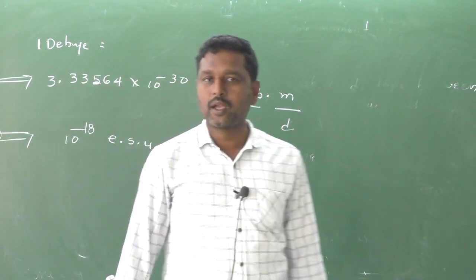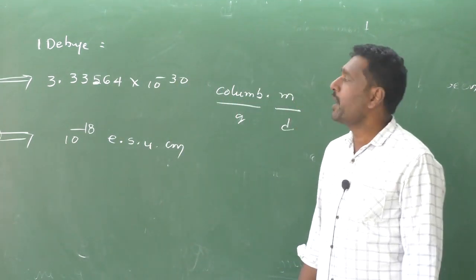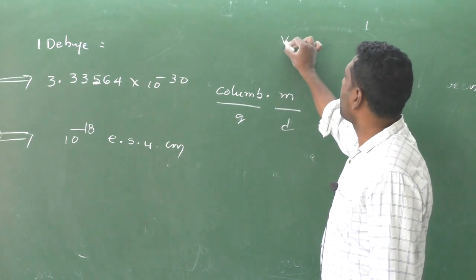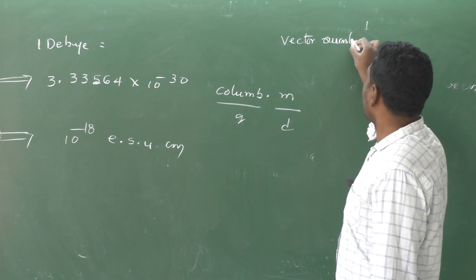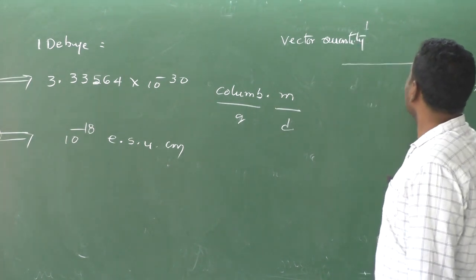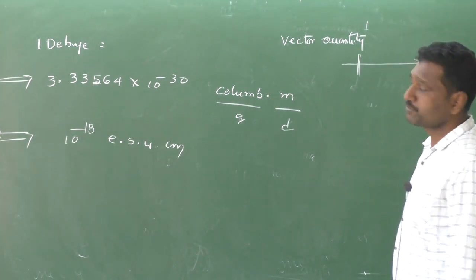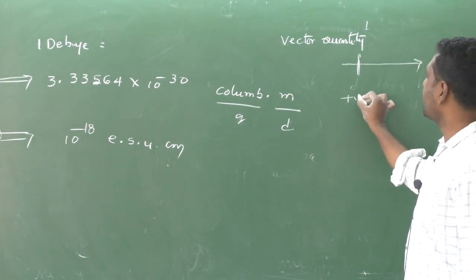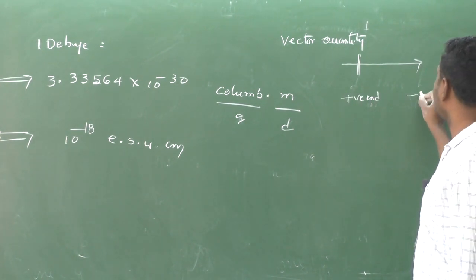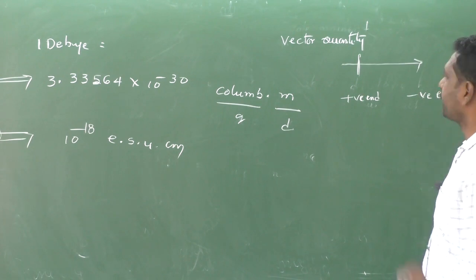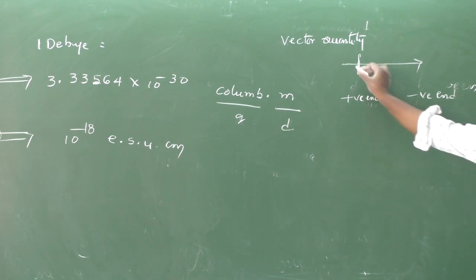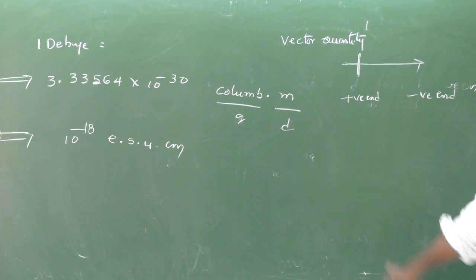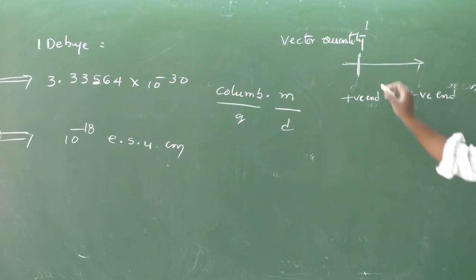Dipole moment is a vector quantity. It is denoted by an arrow mark from the positive end to the negative end, like this. It is a vector quantity denoted by a crossed arrow mark, crossed at one end.